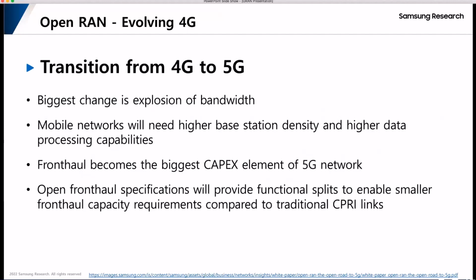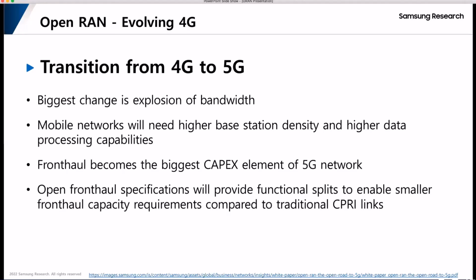So the biggest change that this will bring is the explosion of bandwidth required to handle the 5G network. So this would require network operators to have a higher base station density and higher data processing capabilities. Because of this, the front haul would become the biggest expense of the 5G network. So with the introduction of Open RAN systems, the front haul will be able to be split into functional units, and this would enable smaller capacity requirements compared to traditional CPRI links.